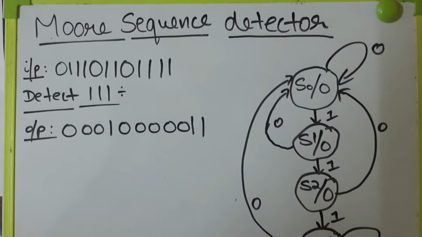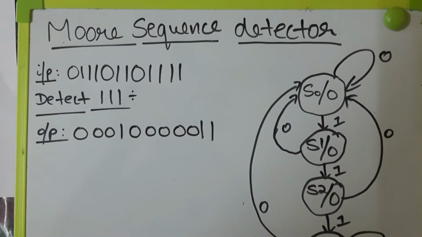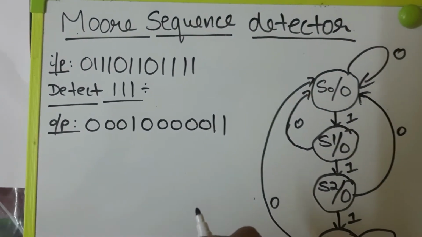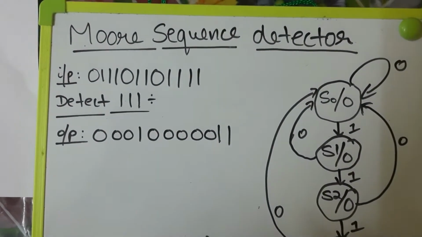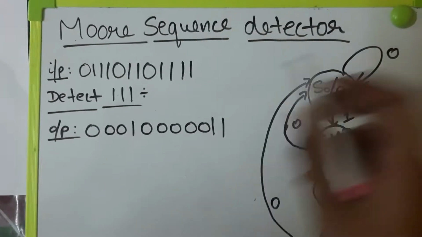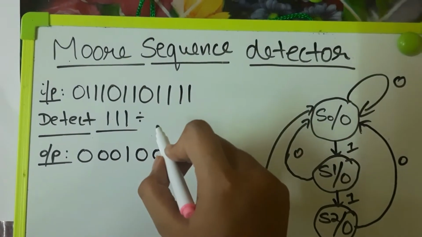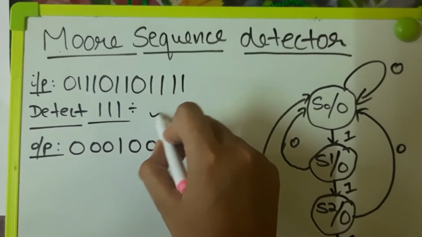Hello everyone. Today I am going to talk about the Moore Sequence Detector. Yesterday I discussed the Mealy Sequence Detector and today I will discuss Moore. So now this is the input given. We have to detect 1, 1, 1.